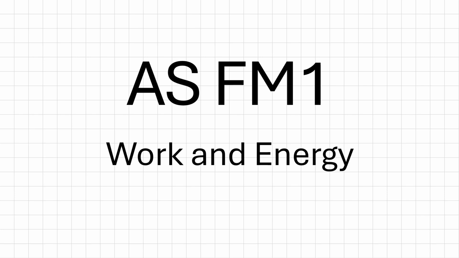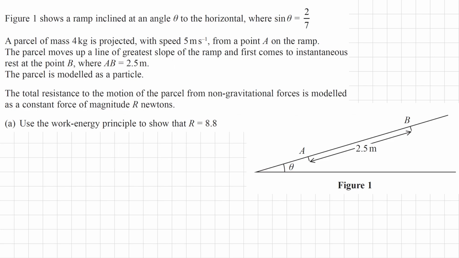This is an AS Further Mechanics 1 question on work and energy. Figure 1 shows a ramp inclined at an angle theta to horizontal, where sine theta is equal to 2/7. A parcel of mass 4 kg is projected with speed 5 meters per second from a point A on the ramp. The parcel moves up a line of greatest slope of the ramp and first comes to instantaneous rest at the point B, where AB is 2.5 meters.